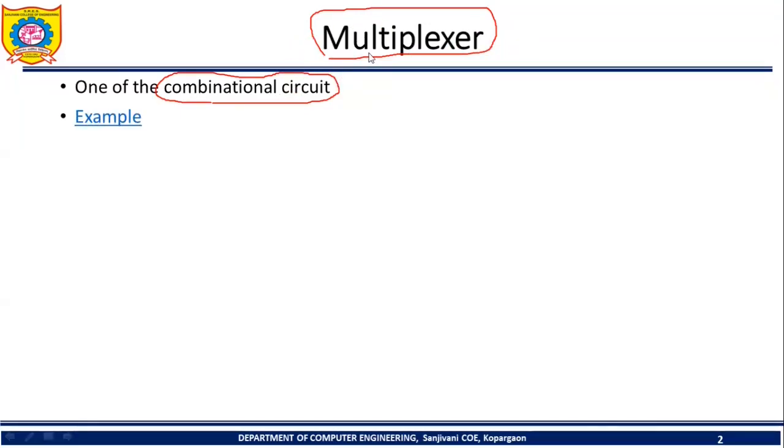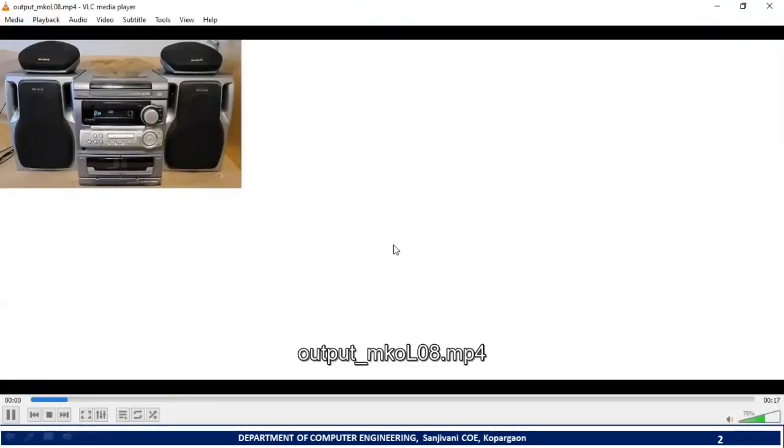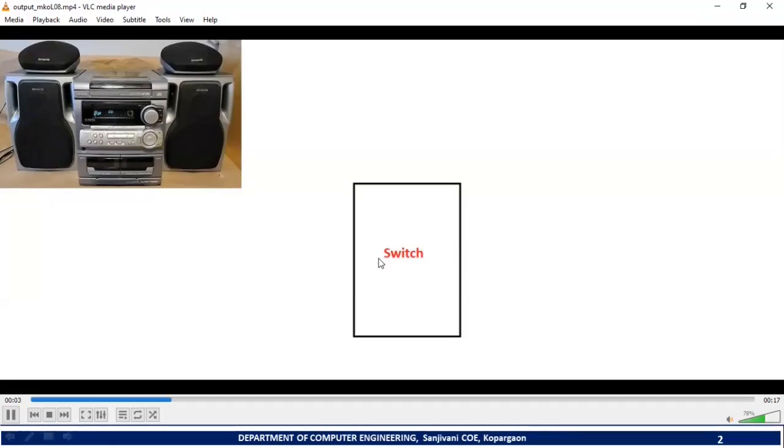Now, why multiplexer is there? When we should go for multiplexer? Let's try to understand it with the help of one example. So, consider example of modern home stereo system. This modern home stereo system may have one switch. Let's assume that this switch is responsible for selecting music from one of the four sources. Which are those four sources?